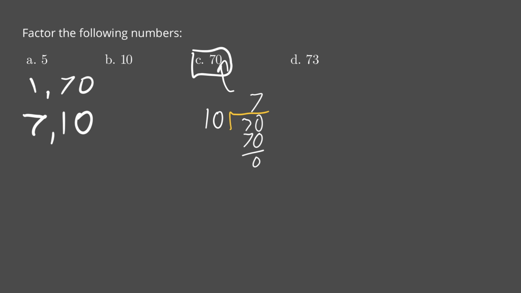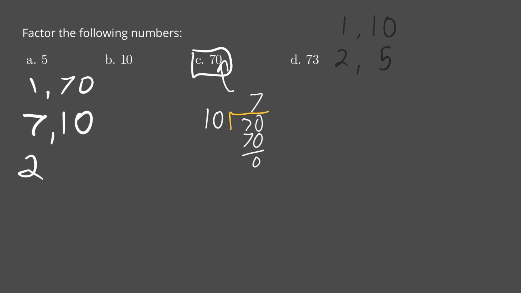Now we can look at some other things as well. Since we have a number like 10 in our factors list, we can also assume that all the factors of 10 go into 70. From problem B, we remember that the factors of 10 are 1 and 10 and 2 and 5. So we already have 1 and 10, so that means we are missing 2 and 5.